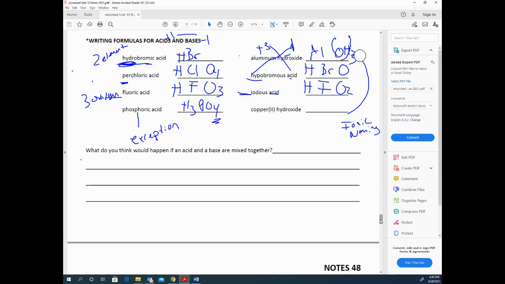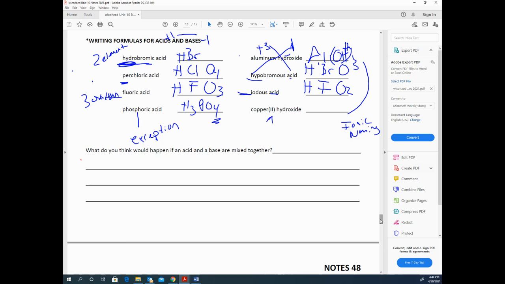I know that looks really terrible. I'm going to try to rewrite it. The closer I get to the edges of my smartboard, the worse it looks. It's Al, OH, 3, with the OH in parentheses. I cannot make it look like an H. There we go. Okay, so Al(OH)3. Goodness gracious.